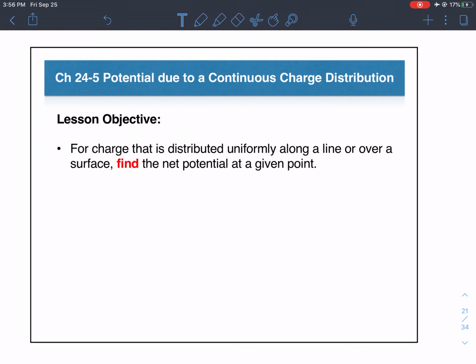Next section is chapter 24, section 5, and it is the potential due to a continuous charge distribution. Now we've seen the point charge and also the dipole and the potential due to those charges. This is the first time we are entering the distribution of charges. For this part, the lesson objective is that for charge that is distributed uniformly along a line or over a surface, we'll find the net potential at a given point.